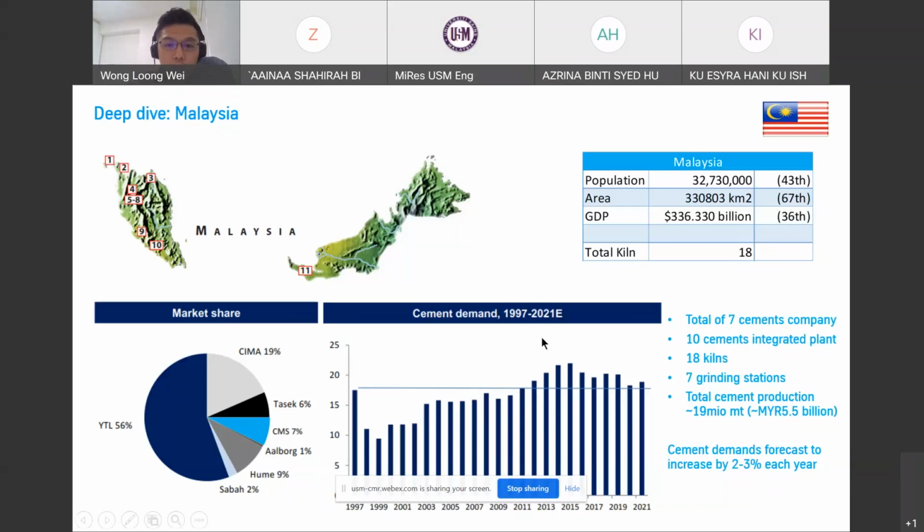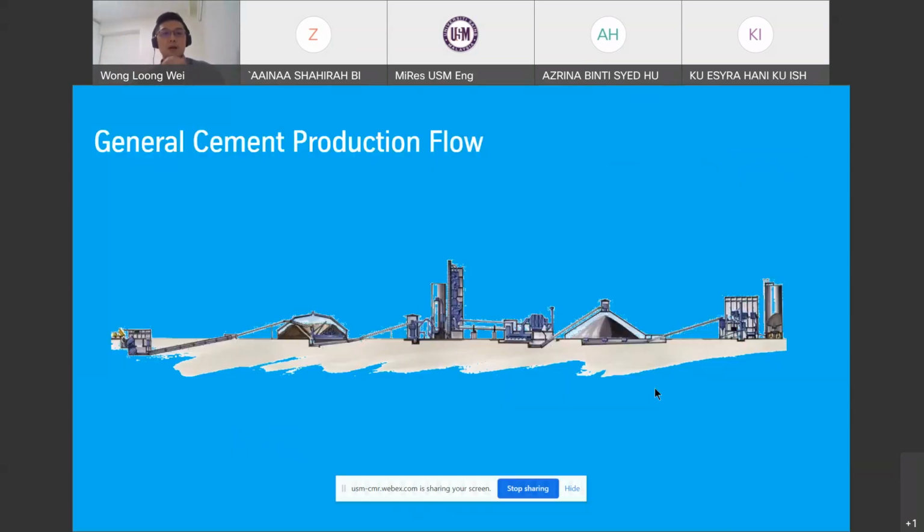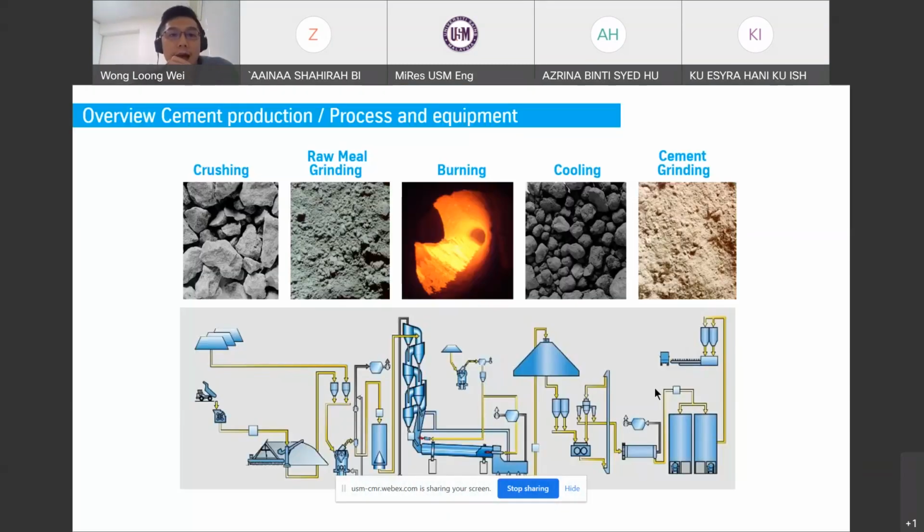So you can see the cement trend in Malaysia for the past 20 years. The high cement demand was around the year 2015, where there was high development in Malaysia. But even after that, we have had quite consistent cement demand throughout the years, although last year or this year, there's been quite a heavy impact from the COVID situation. However, there's a very optimistic forecast for the future cement demand and the cement industry in Malaysia. Okay, so for cement production, this is the general cement production process.